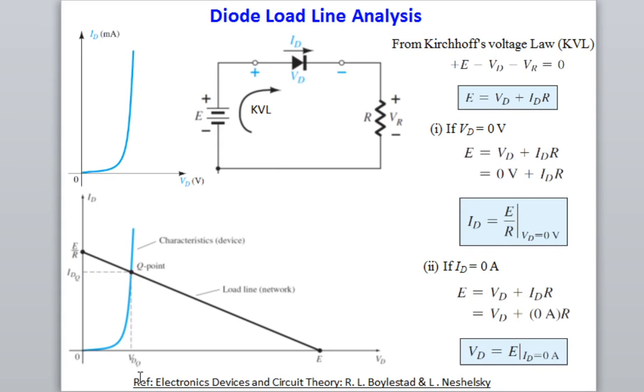So how can one draw the diode load line on the diode characteristics curve? In order to do that, first we have to apply Kirchhoff's voltage law in the given circuit. If you do that, the E voltage is there, VD voltage is there, and VR voltage is there. So E minus VD minus VR is equal to 0. So E is equal to VD plus IDR. This is the simple equation: this voltage is equal to this voltage plus VR, and VR is equal to I into R.